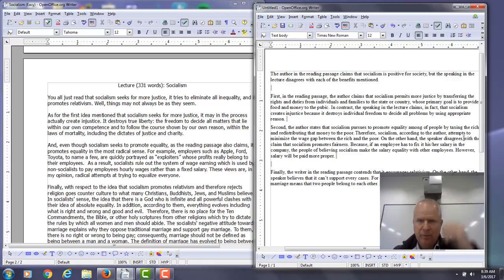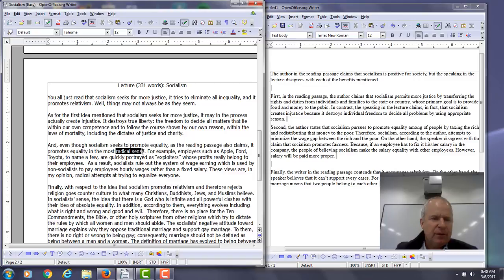Fairness. We have, because if an employee has to fix his or her salary in the company, the people believing socialism make the salary equal with their employees. However, salary will be paid more proper. But what you're not saying here, which is important, is the speaker believes that this promotion of equality idea is radical. That's what you're not getting.